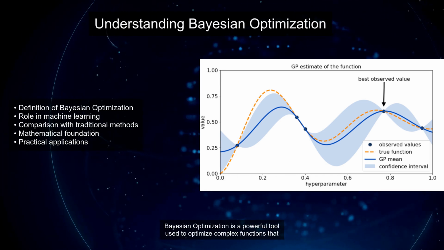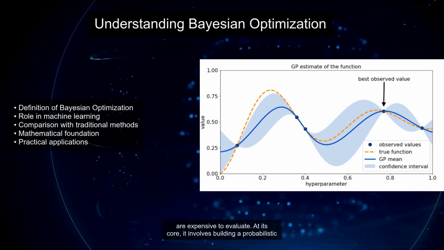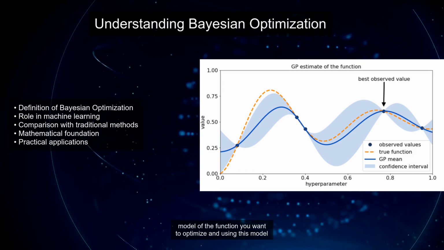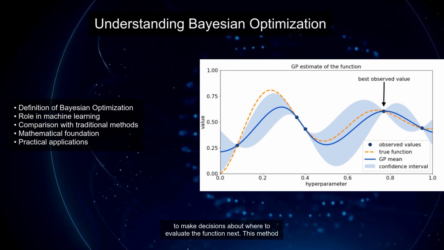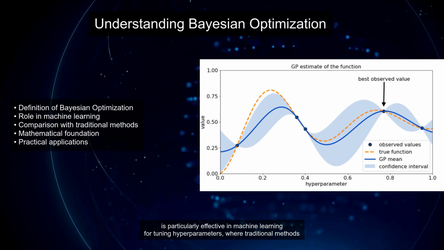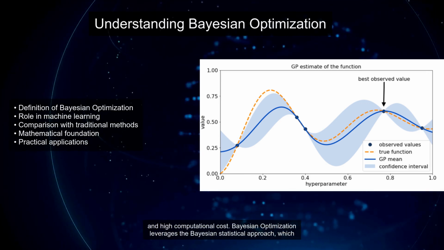Bayesian optimization is a powerful tool used to optimize complex functions that are expensive to evaluate. At its core, it involves building a probabilistic model of the function you want to optimize and using this model to make decisions about where to evaluate the function next. This method is particularly effective in machine learning for tuning hyperparameters, where traditional methods like grid search or random search fall short due to their inefficiency and high computational cost.